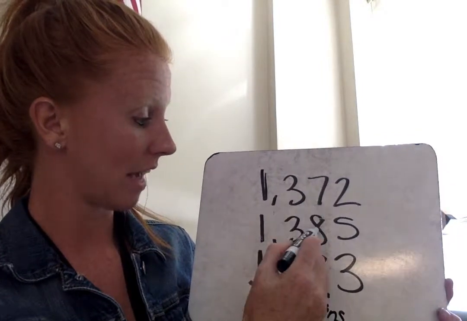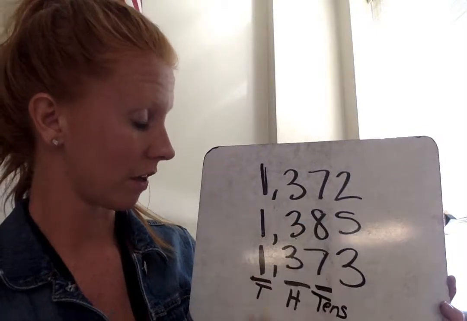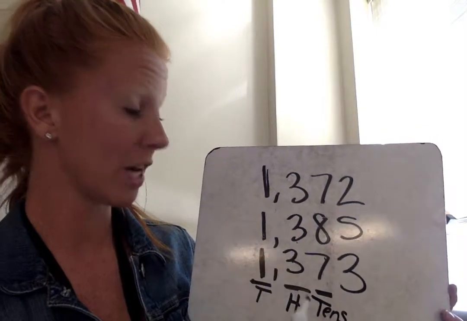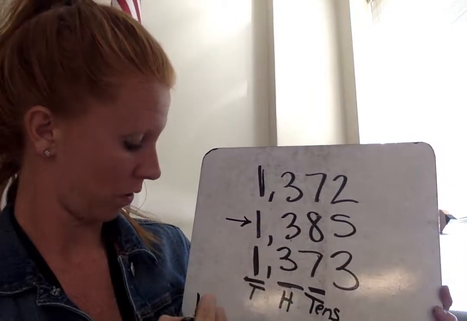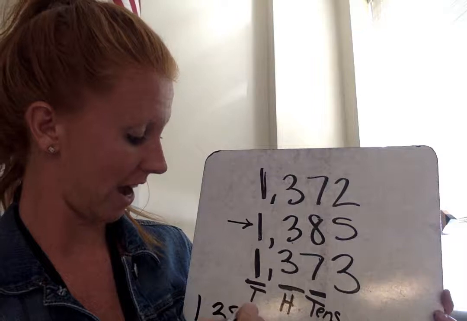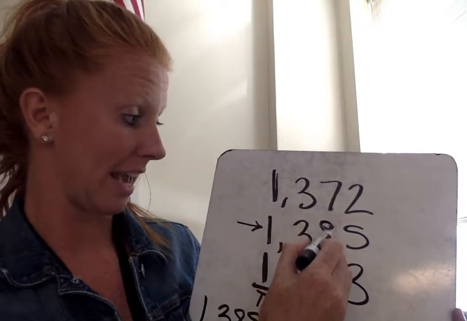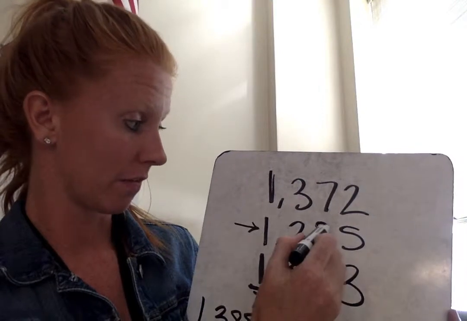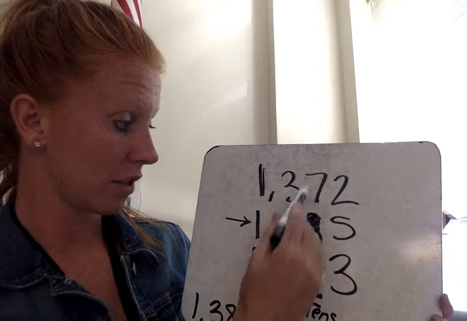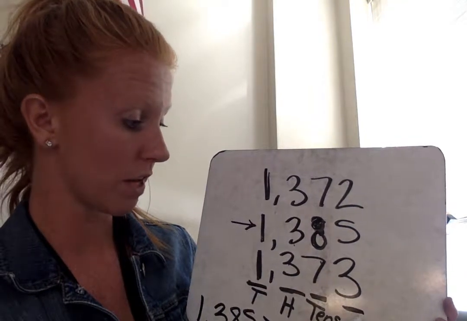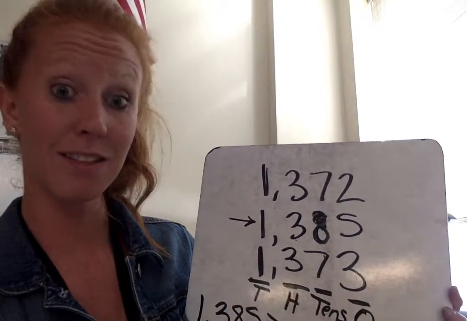We have 7, 8, and 7. So we can already tell which one's the biggest. This one right here is the biggest. 1,385 is bigger than these other two numbers because 8 is bigger than 7. Let's go on to see these two numbers. Which one's bigger? We go to the ones. We have 2, 5, and 3. Well, which one is the biggest?